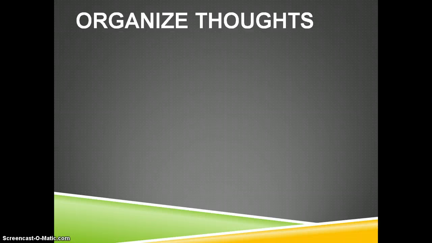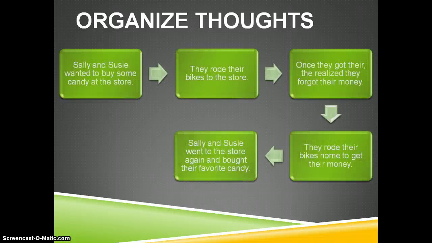Once the students find the best way for them to brainstorm and pre-write, the students will then organize their thoughts to create a rough draft of a story. The example given is, Sally and Susie wanted to buy some candy at the store. They rode their bikes to the store. Once they got to the store, they realized they forgot their money. They rode their bikes back home to get money. Sally and Susie went to the store again to buy their favorite candy. I will then have the students answer the following questions of who, what, where, when, why, and how.